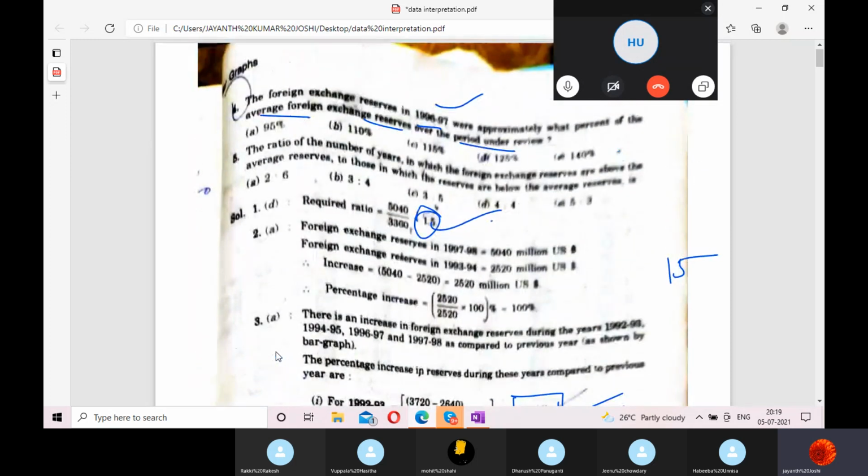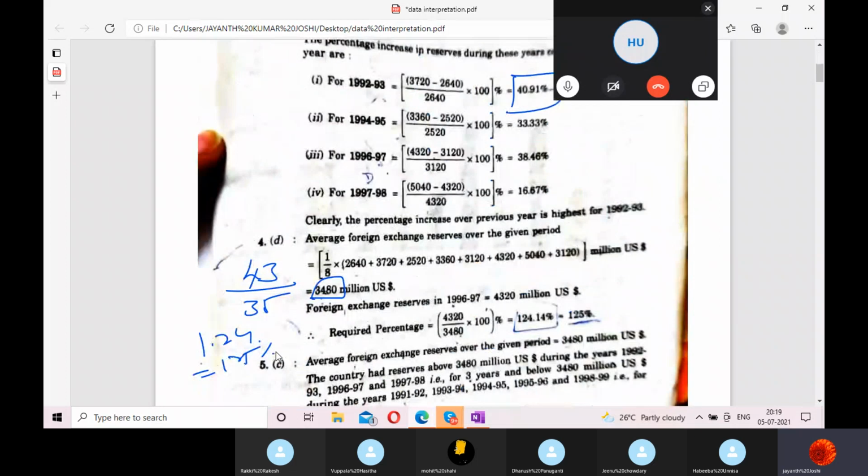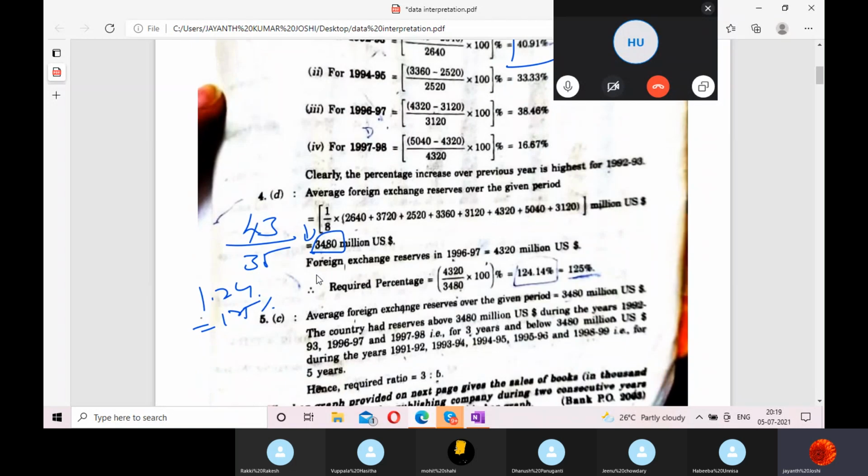Last question: the ratio of the number of years in which the foreign exchange reserves are above the average reserves. So the average is what we got. We got 35, correct? That is 34.80, 35 we got. So above this and below this, what figures are there? We'll see.